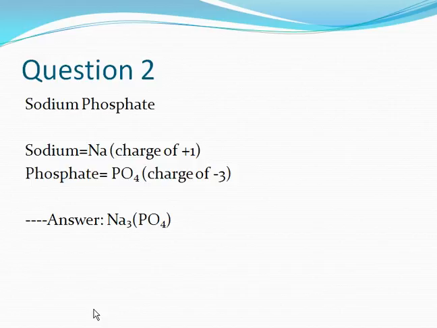Question 2. In order for the molecule to have a zero charge, there needs to be 3 sodium ions for 1 phosphate ion. Therefore, sodium needs a subscript of 3 following it before the polyatomic ion phosphate can be added to the formula.